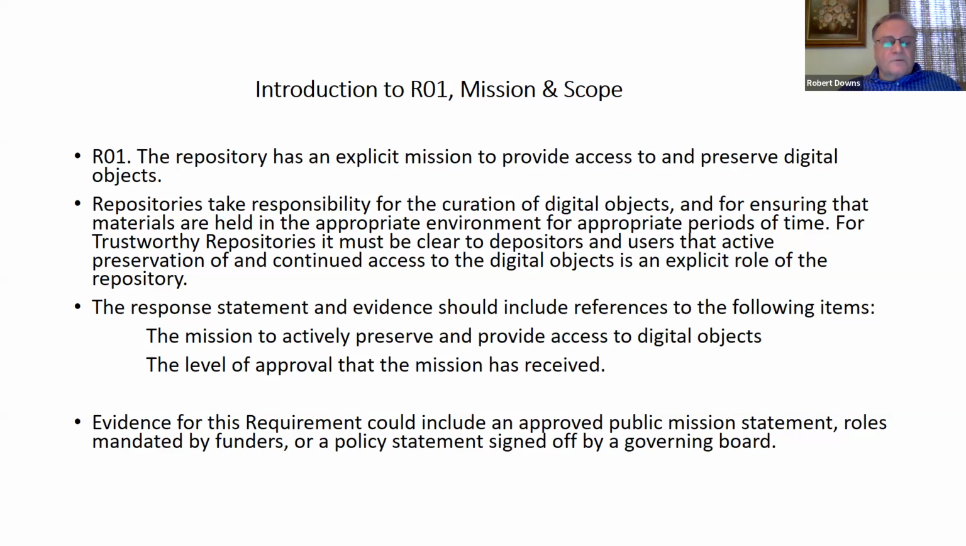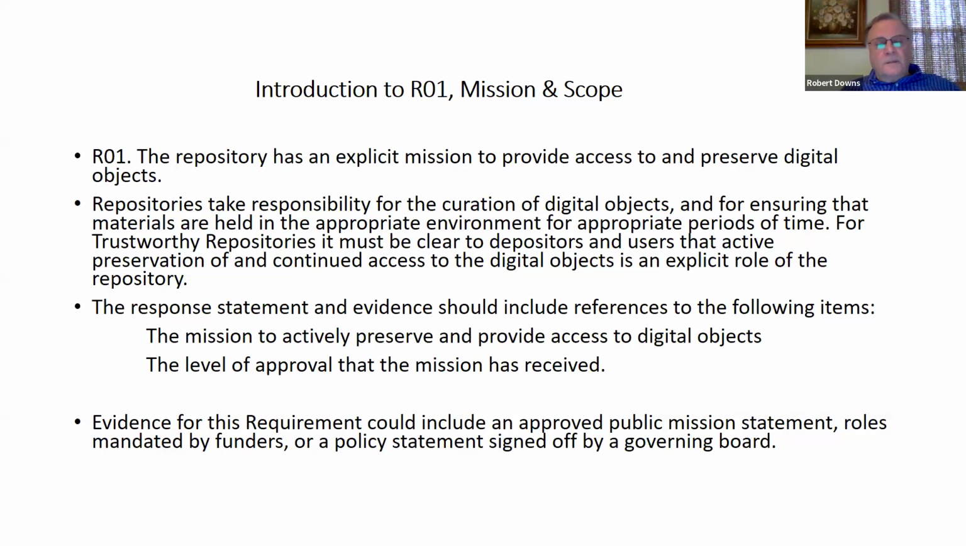And we also want to describe the level of approval that that mission has received. And so we're providing links to a publicly accessible mission statement and information about our repository, so the community can read about those. So this is a very general requirement, R1. And here we're just describing the scope of our repository, but the mission statement should describe the scope of the repository.